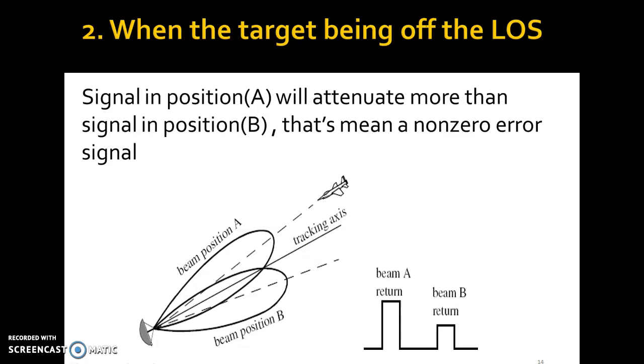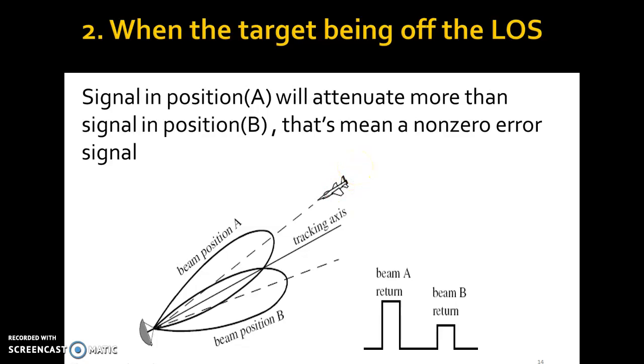So when the target is off the LOS, when the target is not lying exactly over the line of sight. Now this tracking axis is actually a line of sight, which is lying exactly over the antenna and the target. But the target is now beyond the line of sight, not in the line of sight position. Then what can we do to position it? Now signal position A we attenuate more than signal position B. That means a non-zero error signal. As the target is lying nearer to position A as compared to position B, the signal at position A will attenuate more than in signal position B.